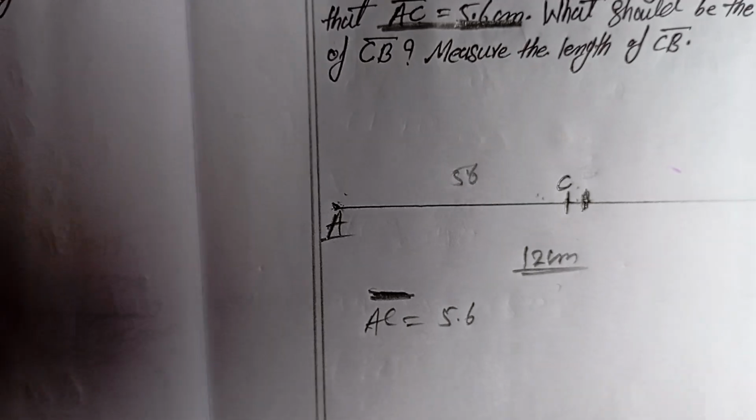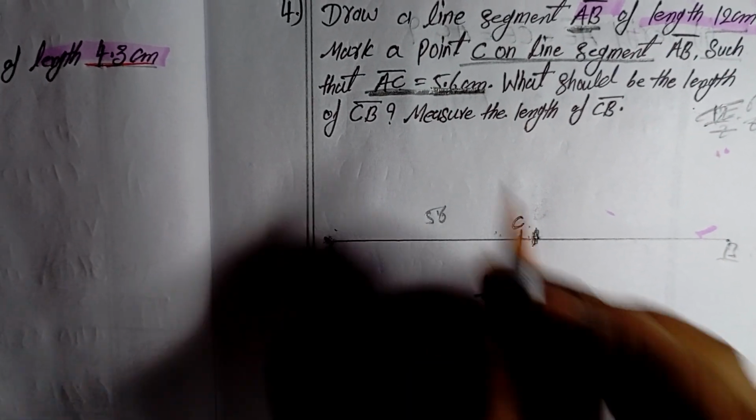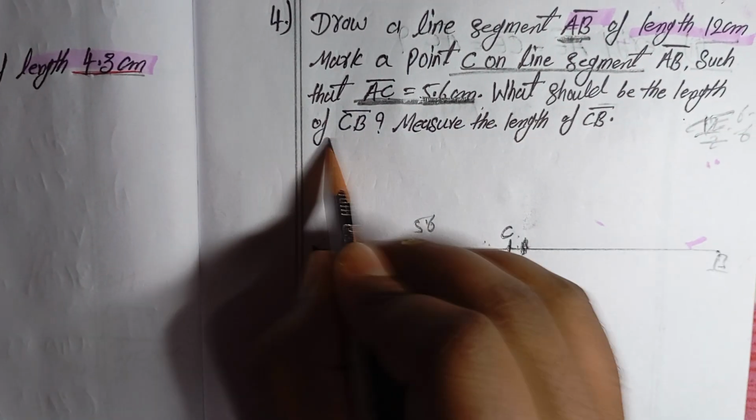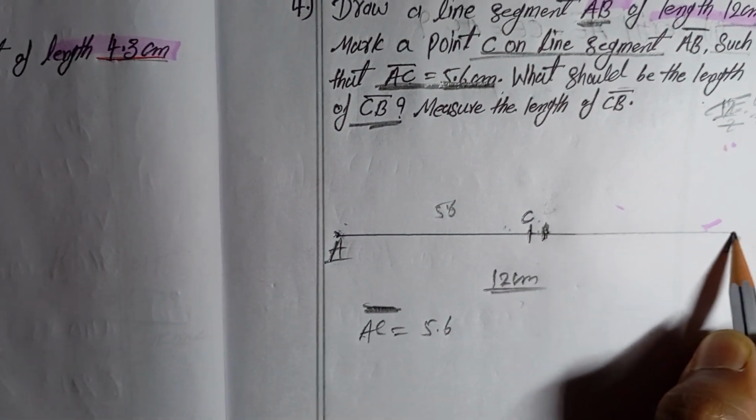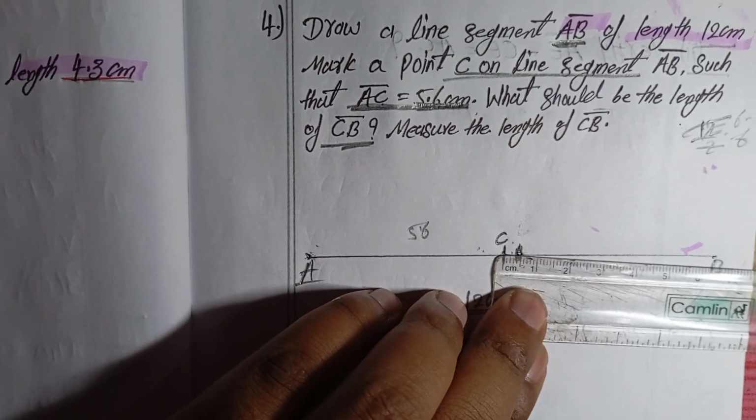So after all this, what will happen now? AC is 5 centimeter. What should be the length of CB? From here to here, what is the length? Let's count. If you count here, it's going to be how much?